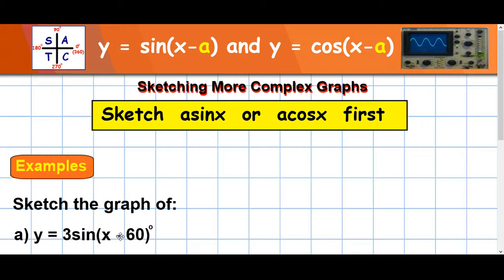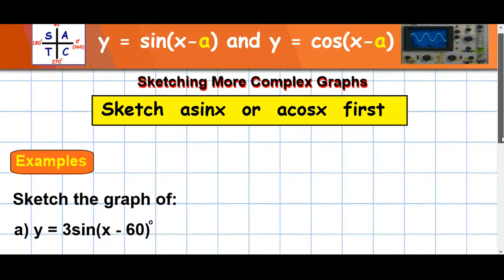Now the minus 60 means it's been shifted, to my mind, forwards 60, but my forwards is to the right hand side. Some people think the forwards is left, but my forwards is to the right hand side. So minus 60 moves it to the right hand side 60 degrees.